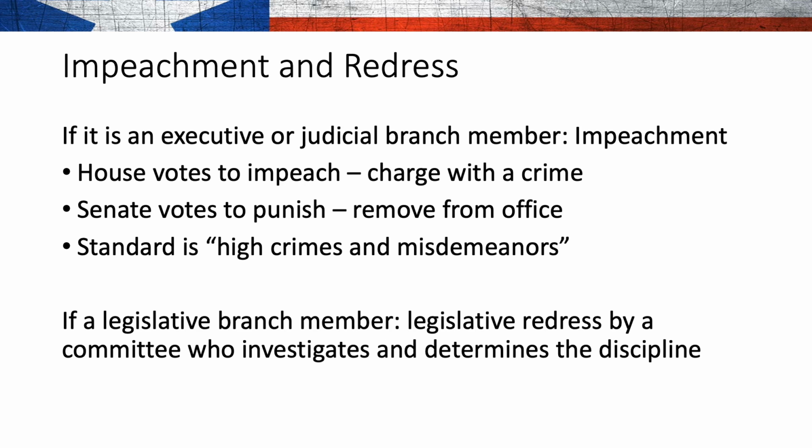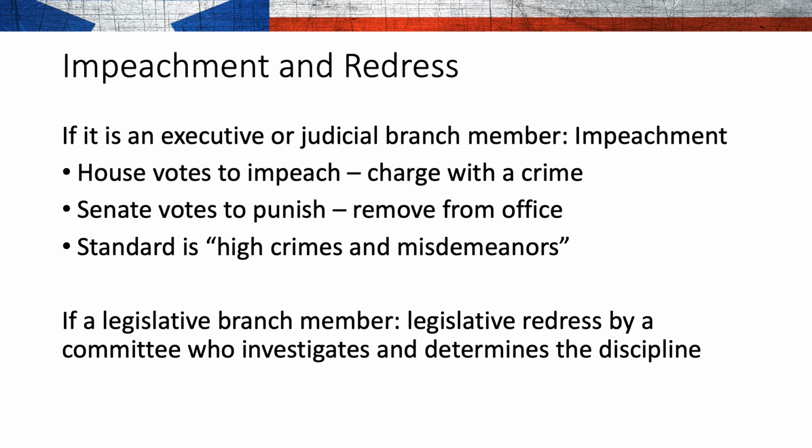So let's talk about impeachment. If there is an executive or judicial branch member that needs to be removed from office, then the process for that is impeachment. The House would vote to impeach, which is just like charging them with a crime, and it would be the Senate who would vote to punish, which would mean remove somebody from office, potentially.